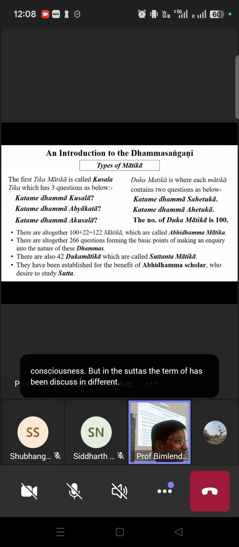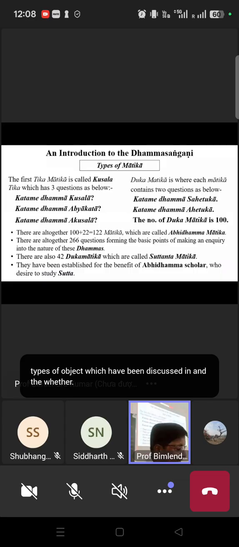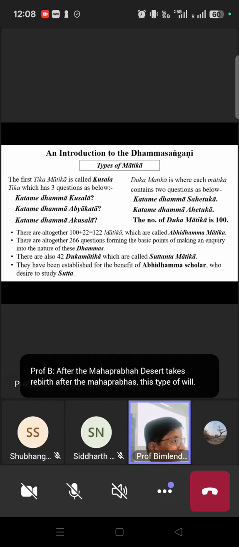There are 10 types of Abhyakata questions which have been discussed in the Uttapad Sutta: whether the world is eternal, the world is not eternal, the world is finite, the world is infinite, the body and the soul are the same, the body and the soul are different, the Tathagata takes birth after the Mahaparinibbana, the Tathagata does not take rebirth after the Mahaparinibbana. These are discussed in the form of questions and answers, and these questions are not going to solve any problem. That is why they are called Abhyakata Prasna.